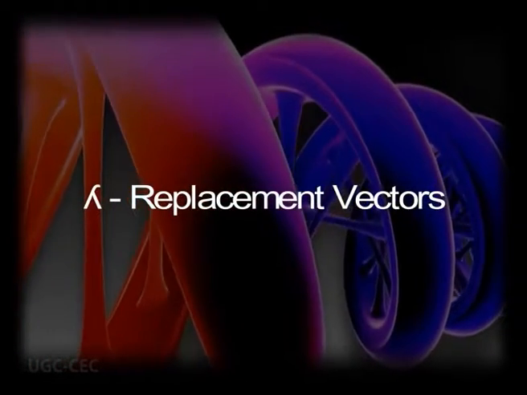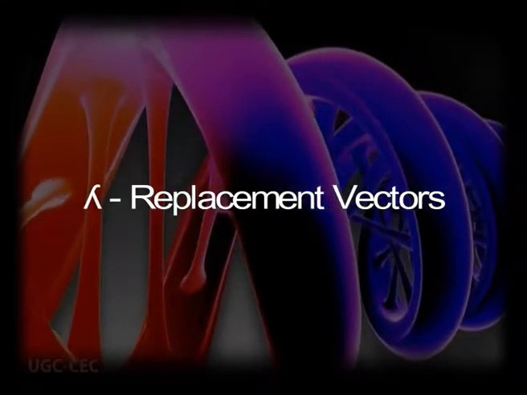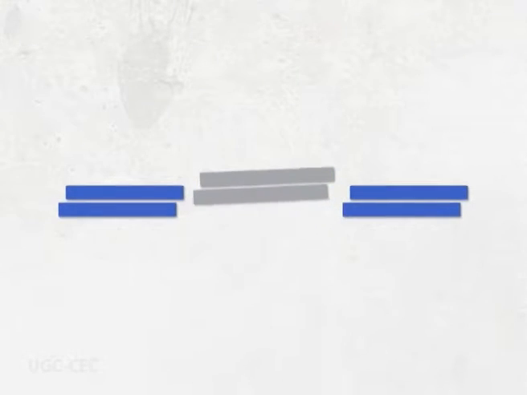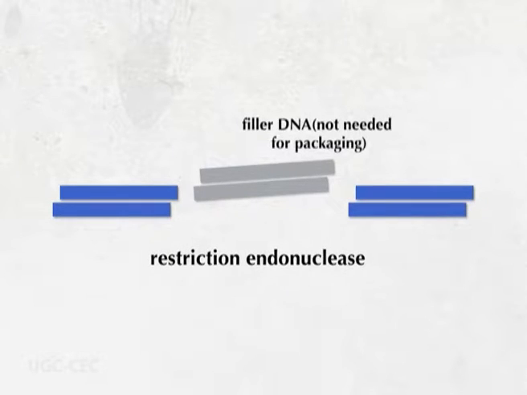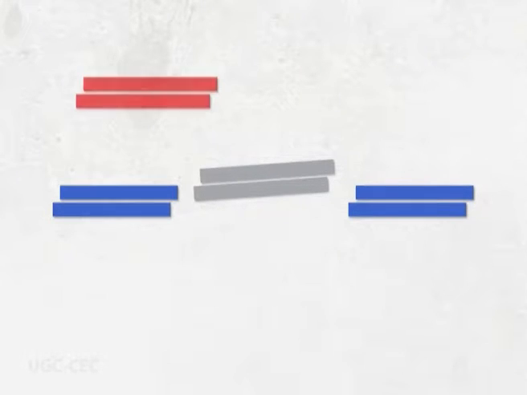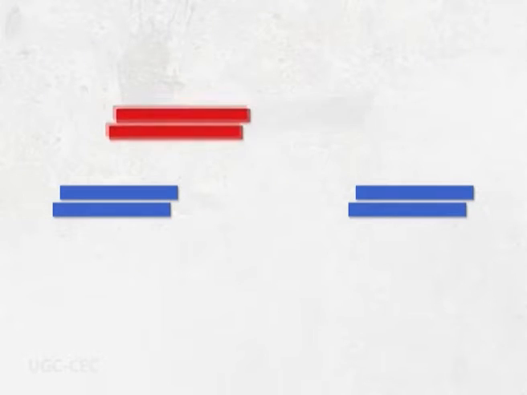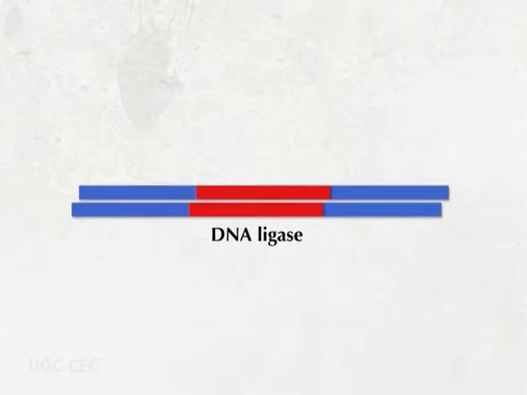Number two is the lambda replacement vector. In a replacement vector, the large central non-essential part has been replaced by a stuffer DNA fragment, that is non-essential DNA. The stuffer DNA is flanked by two restriction sites, one on either side, so that if digested by the same enzyme, the stuffer DNA can be removed and replaced by the foreign gene.